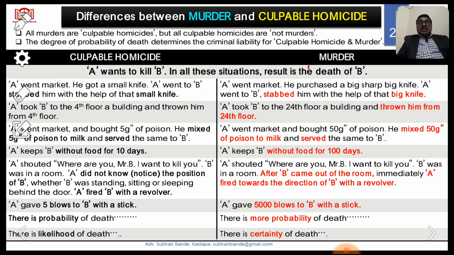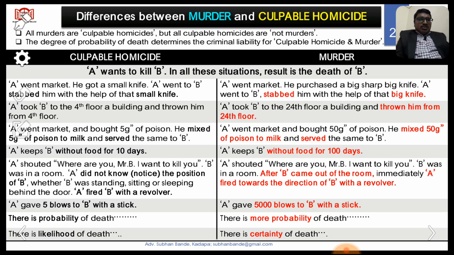In murder, there is double mens rea. In culpable homicide, there is a single mens rea. Or in certain cases, the culpable homicide not amounting to murder, even though there is double mens rea, there are some exceptions. Under murder, there are no such exceptions. Let us see the first illustration. Here, the condition is A wants to kill B. In all these situations, the result is the death of B. First, we need to stick on this sentence.